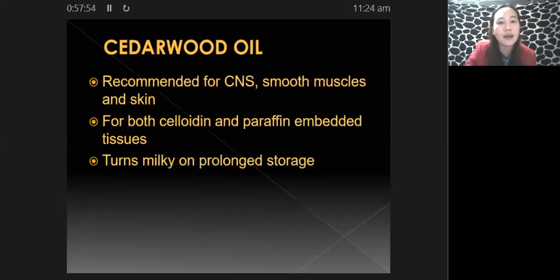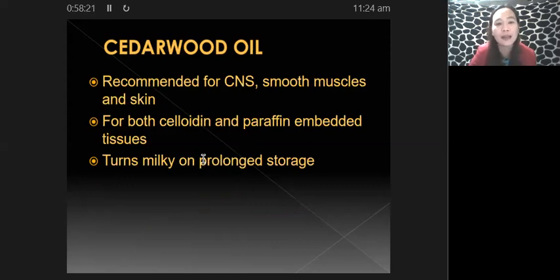All right, so now let us move on to your Cedarwood Oil. Your Cedarwood Oil is probably one of the slowest acting clearing agents that we have in the laboratory. It's so slow that it takes about 2 to 3 days before the clearing process is complete. So what is the advantage of that?